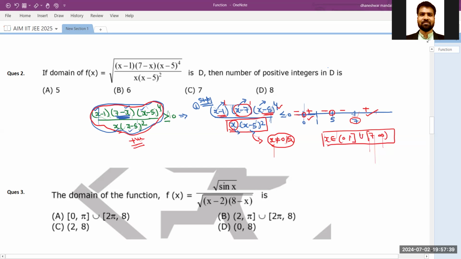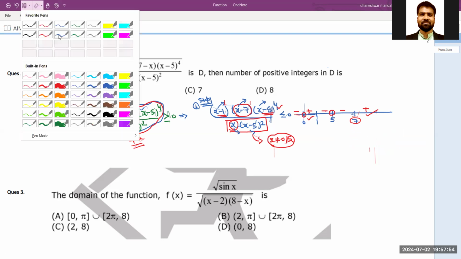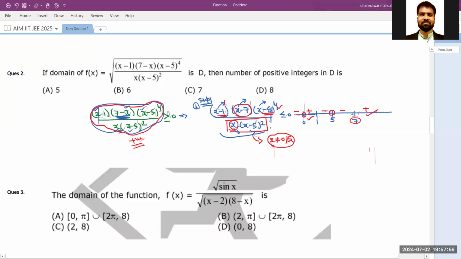Okay, now let's see what the domain of f(x) is. Sorry. I have to take the negative sign. Why is the negative sign there? Because in the final expression, you will find that minus this whole expression, the whole expression becomes less than 0. So here we have this region and this region and this region.